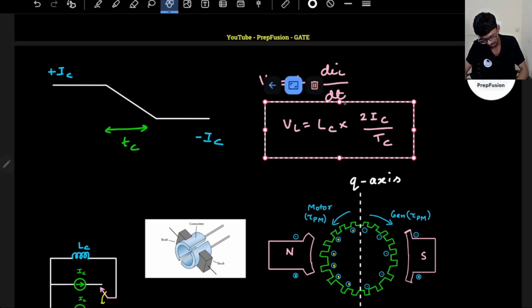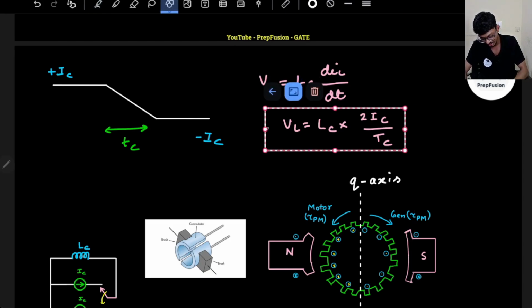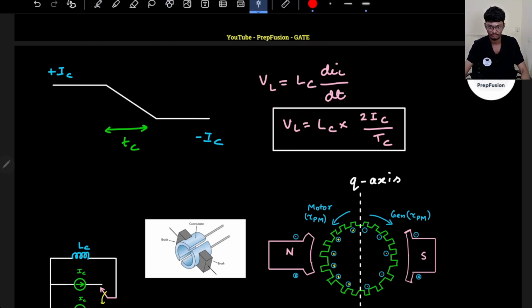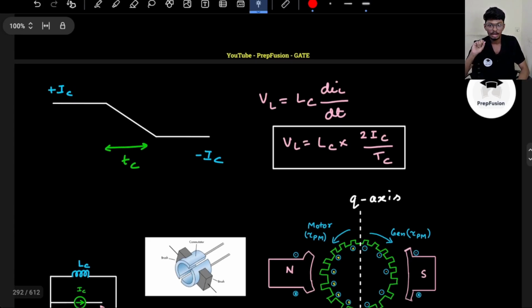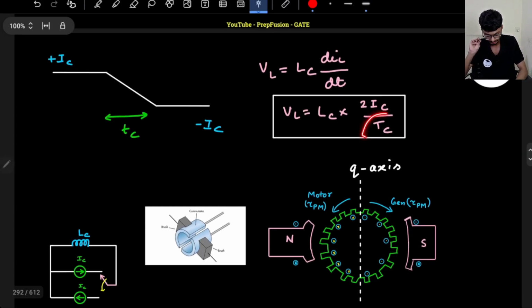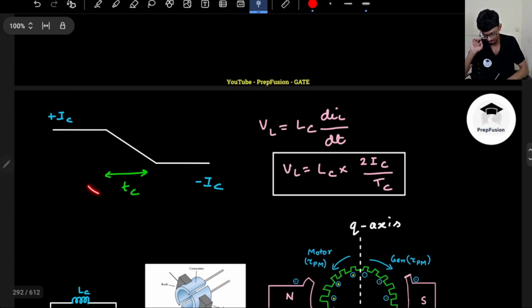Very important equation that will be used in numericals. Do you have to remember it? No, right? Simple L dIL by dt will do. You don't have to remember anything, because mostly commutation will be linear only. Now a few things I wanted to discuss here. This is the commutation time. TC is the commutation time.